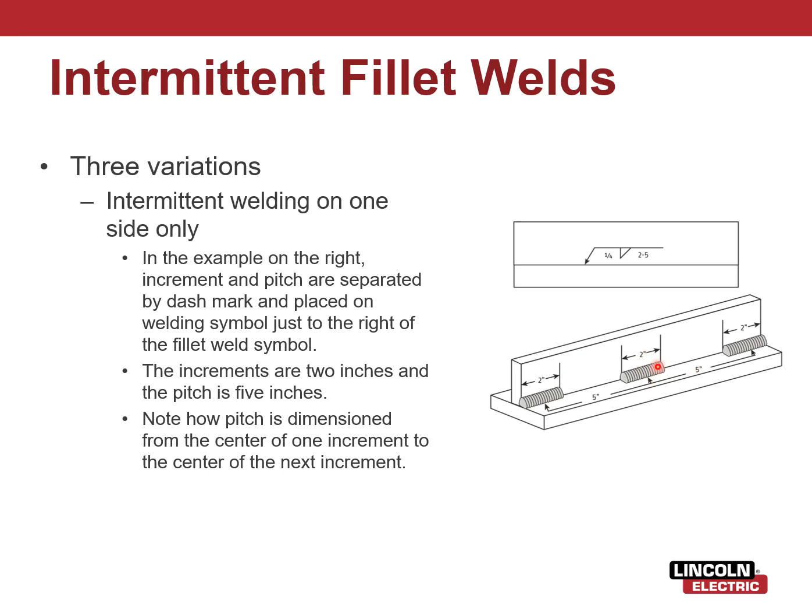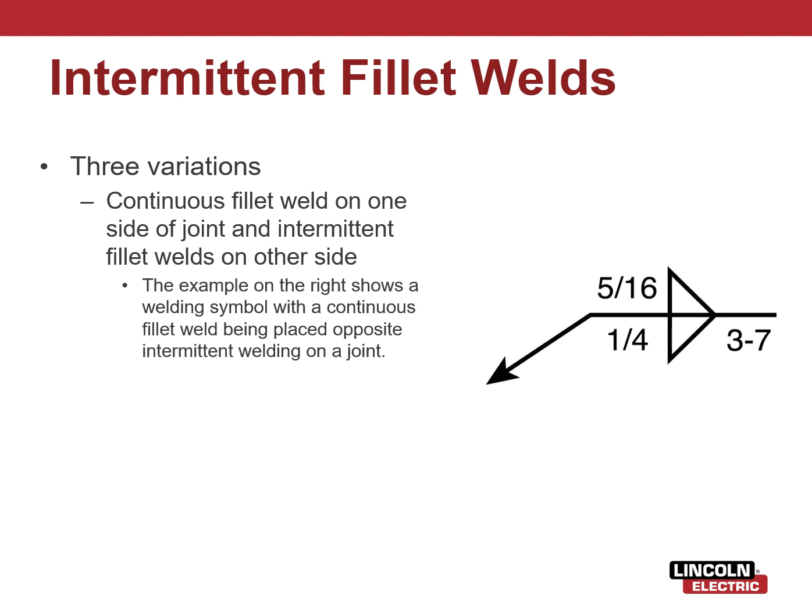So you're going to have 1 inch this way, 1 inch this way, which leaves you with a 3-inch gap between the welds. That's how you measure intermittent welds. The pitch of the welds is measured from the center of those welds. Next, a continuous fillet weld on one side: a 5/16 fillet weld all the way along the length of the joint. And on the arrow side, we've got a 1/4 inch weld, 3 inches long, pitched at 7 inches.